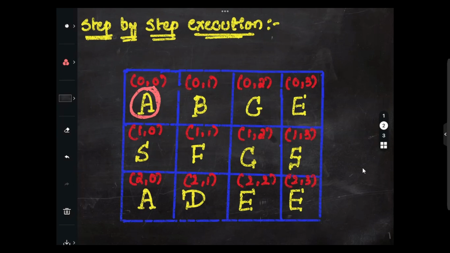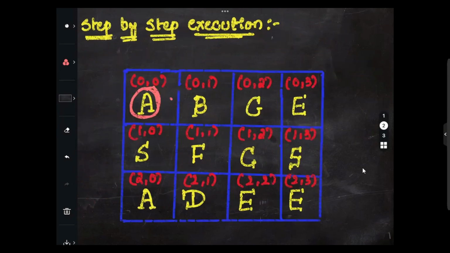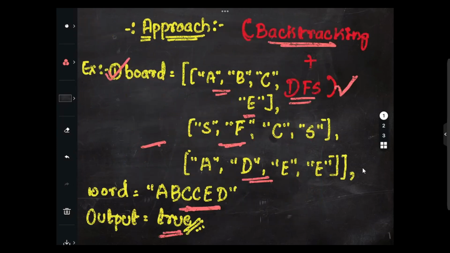Why are we marking this one? So that we will not check this cell again, right? Next, let's come to the second step. We will move right to 0, 1. Here we have the letter B, so we have found the letter B in this case.